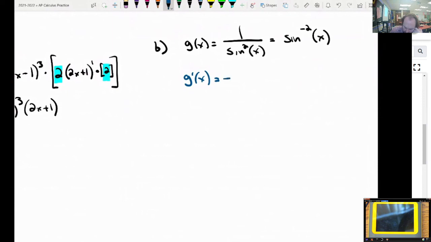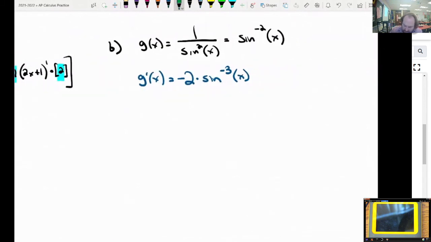This will be negative 2 times sine to the negative third power of x. Again, just using the power rule there. Negative 2 comes down and multiplies, and then drops down a degree to negative 3. But because the inside function, which is the sine of x here, is a whole other thing, we have to multiply by its derivative, which is just the cosine of x. And honestly, that's the answer. You could leave it like that.